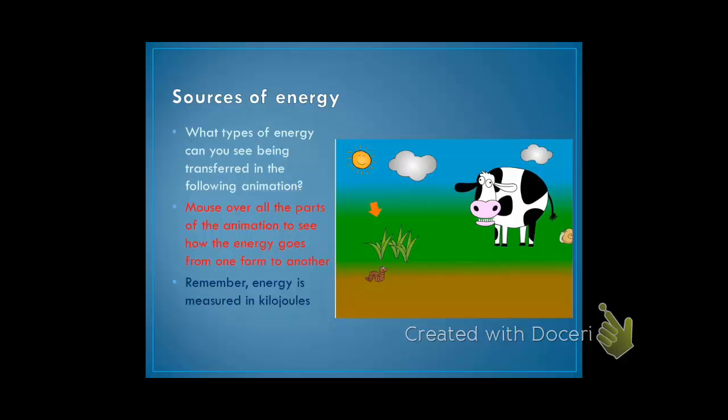A joule is 1. A kilojoule is how many? It's a specific number. 1,000. 1,000. Kilo means 1,000.